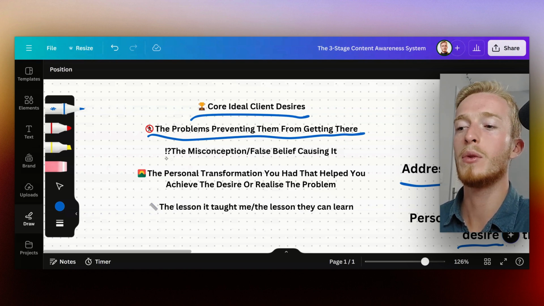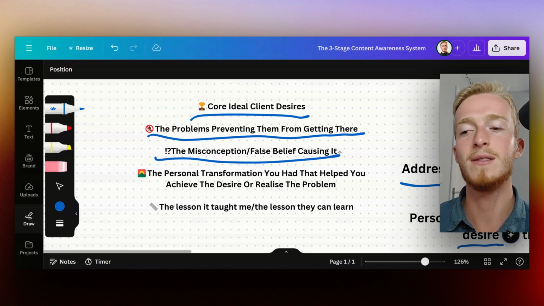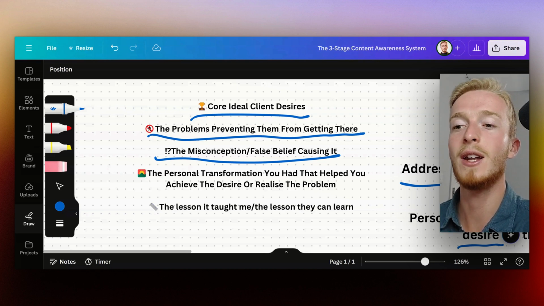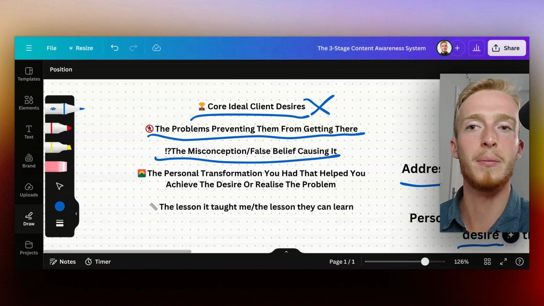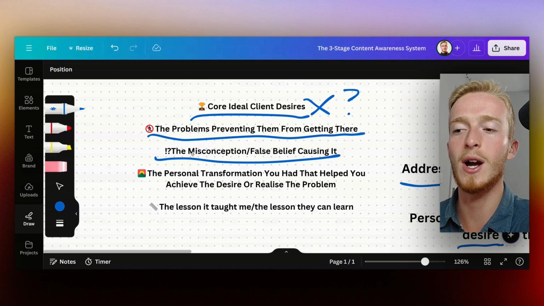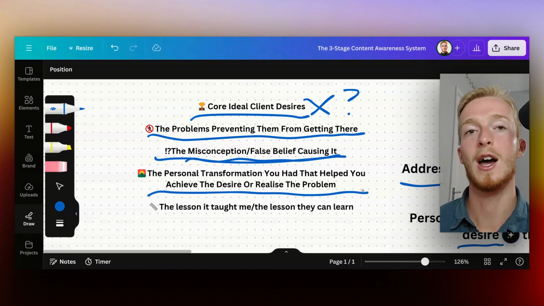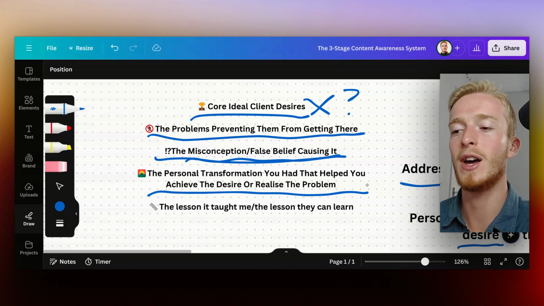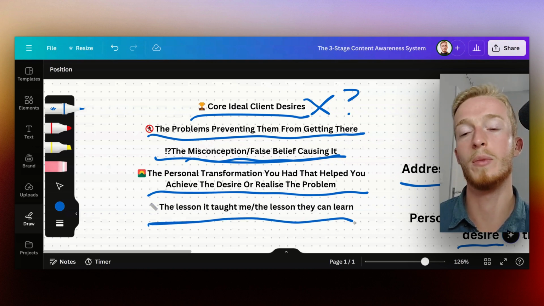Then we also want to note down those misconceptions and false beliefs that are causing it, right? So you know what is causing those problems, or at least what is causing them to not get that dream desire, right? Because whatever is preventing them from getting this is a problem, but they might not know what that is. So that's the whole idea of this. You're just trying to figure out the misconception, false beliefs, or even the personal transformations you had, whether they were good or bad, that allowed you to figure out that problem or solution. Which, as a result, is obviously going to help them learn that, and also the lesson it taught you, or maybe the lesson they can learn.